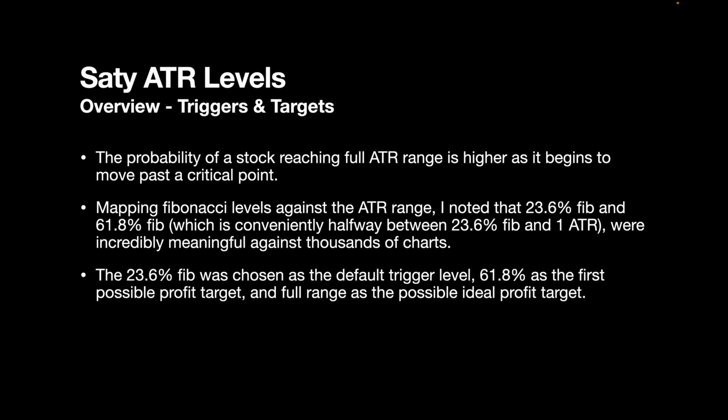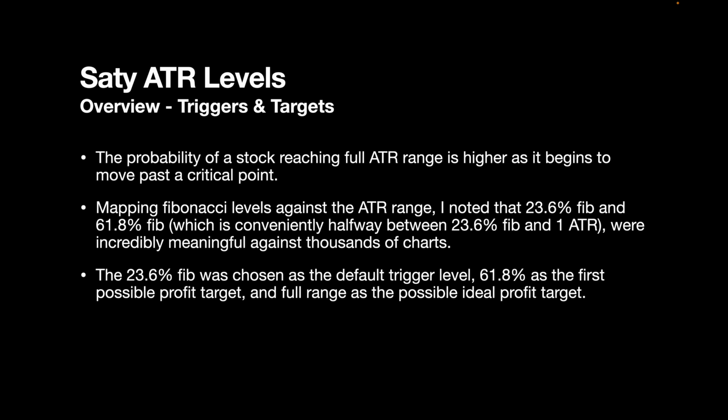What's interesting is if you take those ATR ranges, so from close to, let's say, +1 or close to -1, and you map Fibonacci levels against that, you'll see, as I saw, very interesting things happening at certain fib levels. I noted that the 23.6 fib level was a fascinating place to potentially go long or short, depending on which side of the trade you want to go on. Then halfway between 1 ATR and that 23.6 fib level was the 61.8 fib level, which we all know is a very important fib level. So that's sort of how I got to these two.